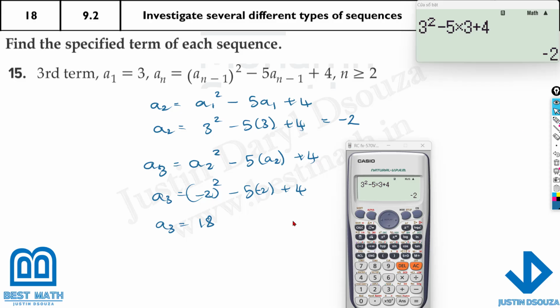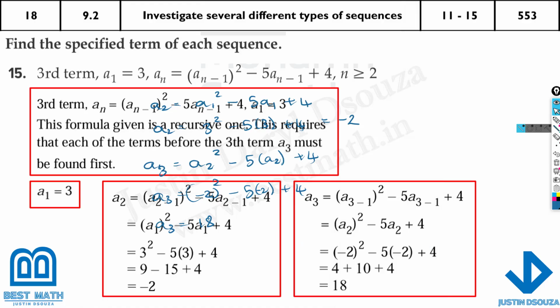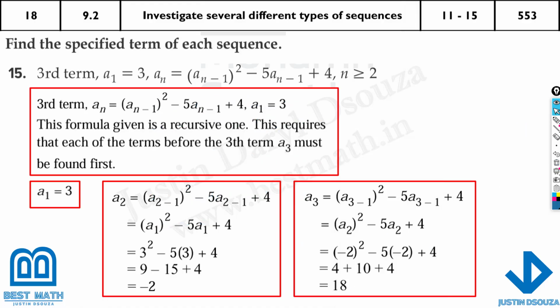Please remember the signs properly. If I miss this minus sign, then the answer would have been completely different. So when you're doing it in calculator, please make sure you put the signs properly. Minus 5 times minus 2 plus 4, and there we go, the answer is 18. They've just told A3, and that's the answer.